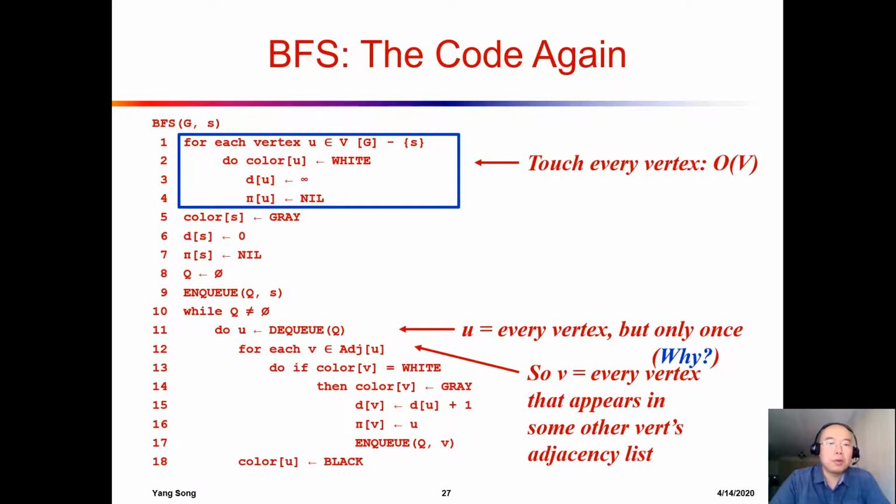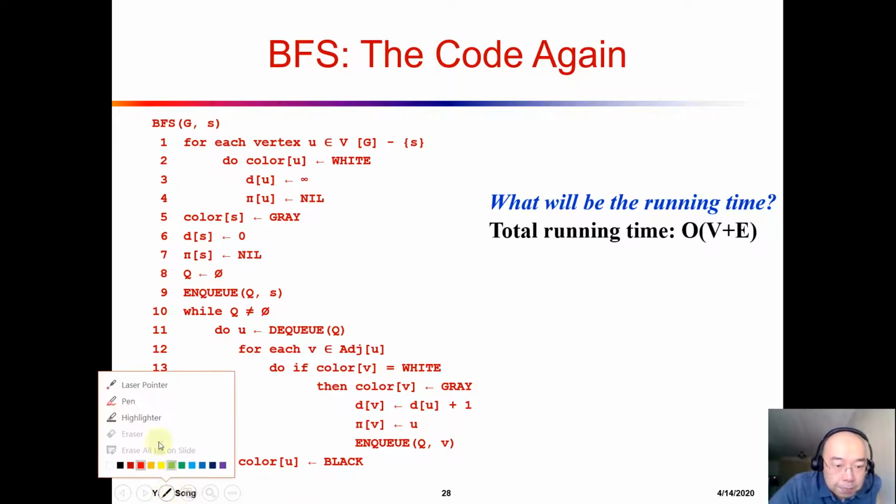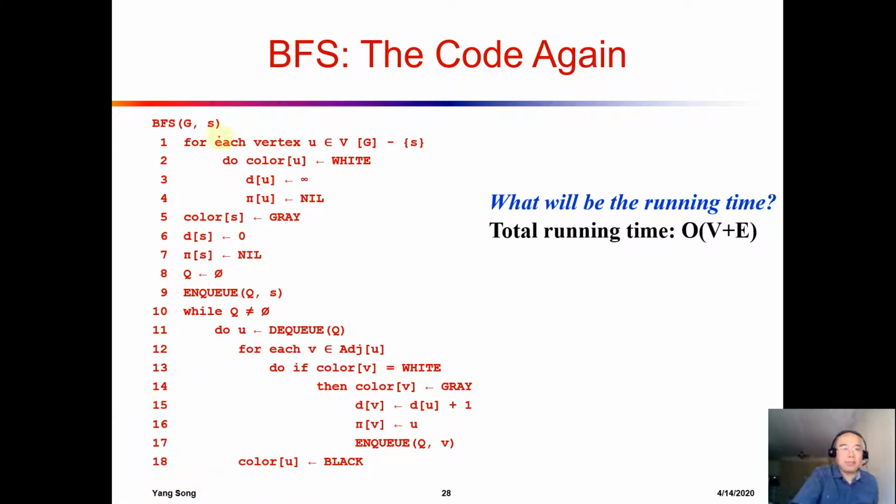Okay, so let me repeat. For the u, the total number of the u we are going to visit will be the total number of the vertices, and the total number of the v we are going to visit will be the total number of the edges. So what will be the running time then? Let me see if we can write here. If we consider the first 4 lines of code, that is O(V), and we have already discussed it. And then those parts of the code are all O(1)s.